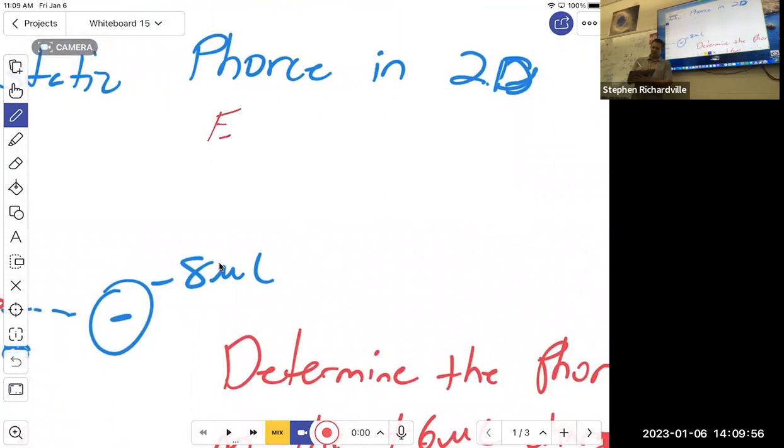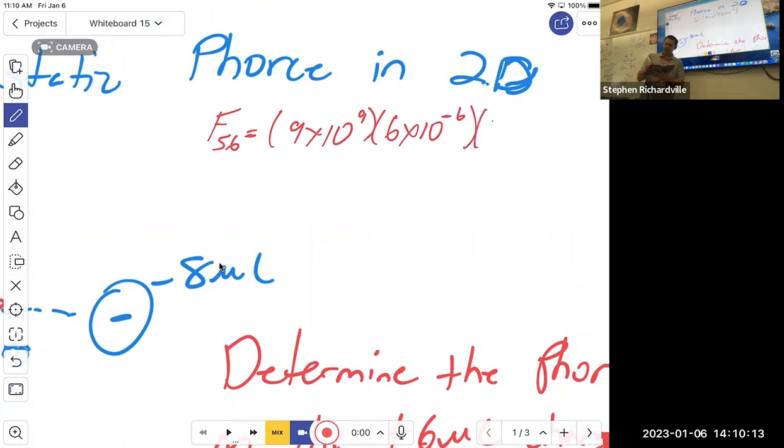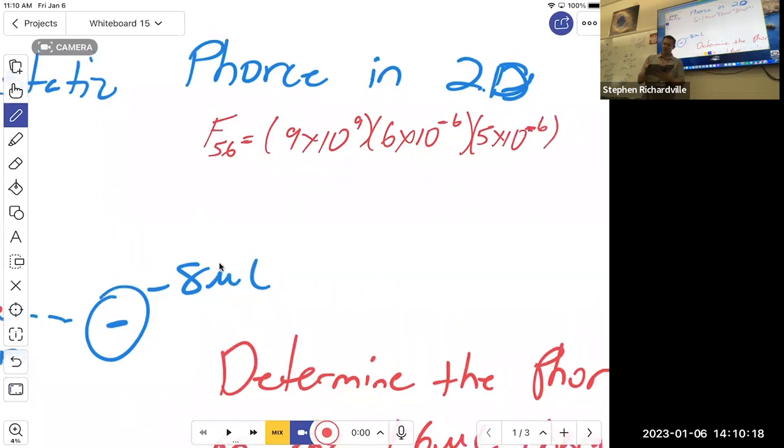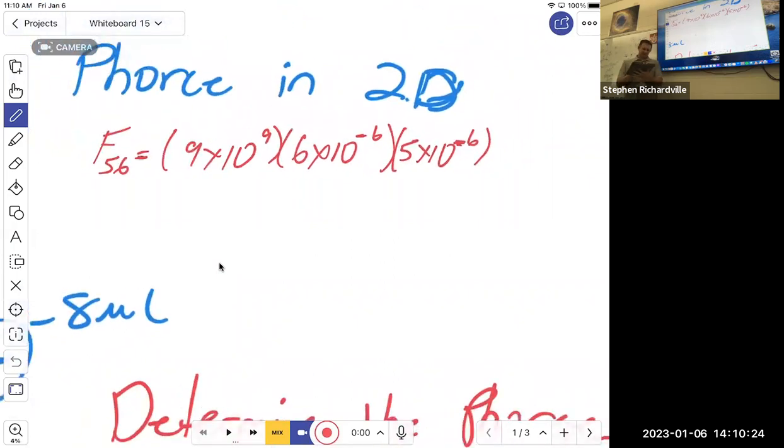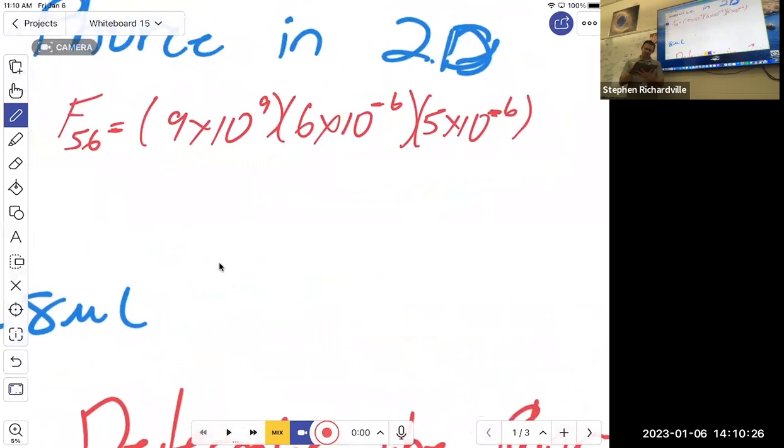We'll call the first one maybe F5,6. Call it 6,5, whatever you want to call it. 9 times 10 to the 9, 6 times 10 to the negative 6. Again, no negatives in my equation. Don't want that. Not that there would be in this equation anyway, but just in case. And then that distance is 15, so KQQ over 0.15 squared.